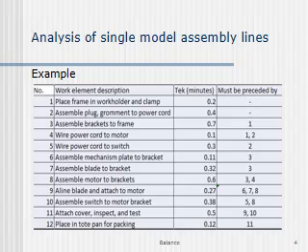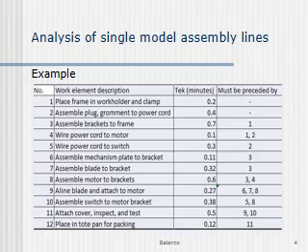Based on that precedence we need to draw the diagram, and based on the diagram we will implement the line balancing algorithm. Here serial numbers 1 to 12 are available. The first is place frame in a work holder and clamp. Operation 2 is assemble plug, and third is assemble cord. Number 4 is wire power cord to motor. Number 5 is wire power cord to switch. The sixth operation is assemble mechanisms blade to brackets.